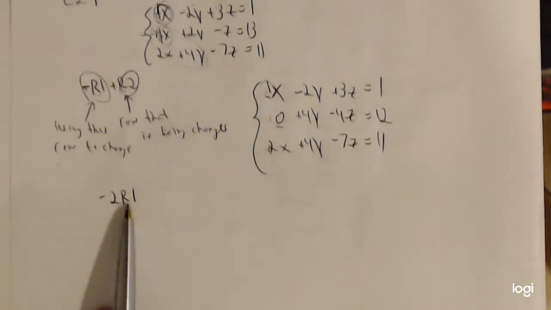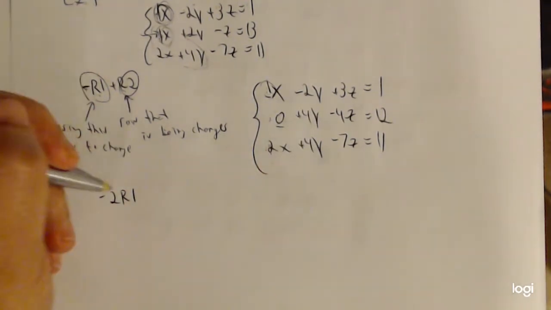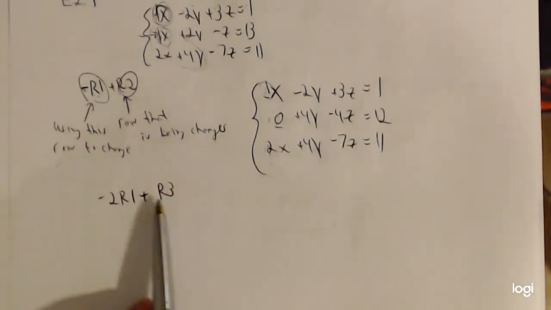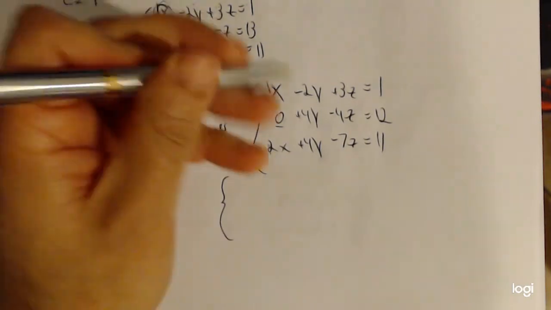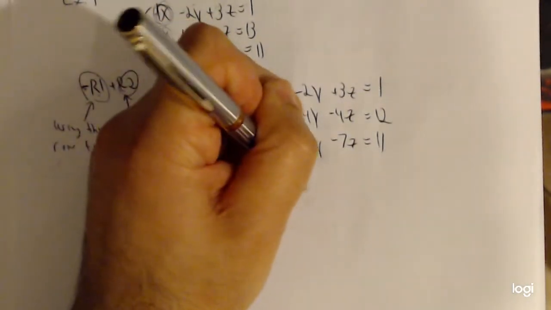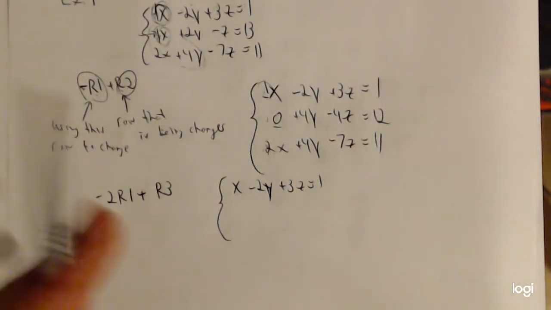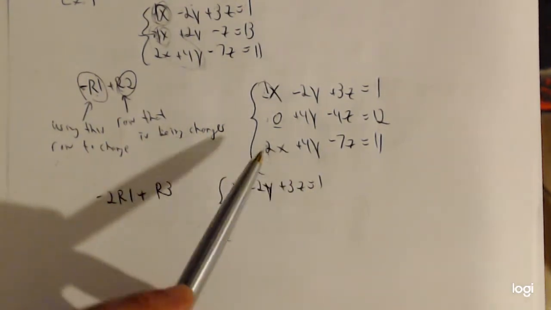So what am I doing? This is saying I'm going to grab row 1, multiply it by negative 2, and combine that to row 3. So this notation is saying, once again, I'm changing row 3. Row 1 is not changing, so this will just be x minus 2y plus 3z equals 1. And I hope this makes sense to you. If not, ask me to clarify and I'll go into greater detail next time we have a conversation about this.